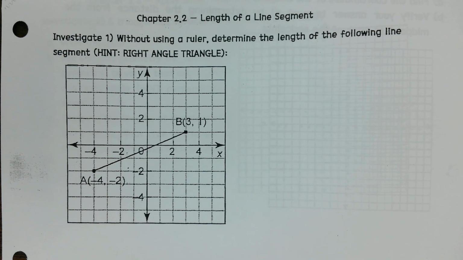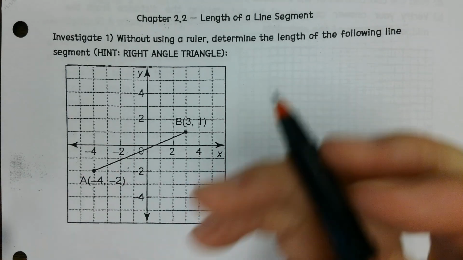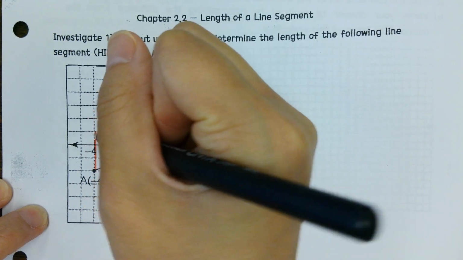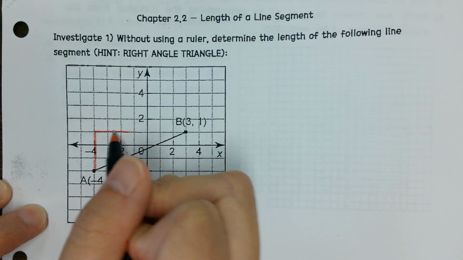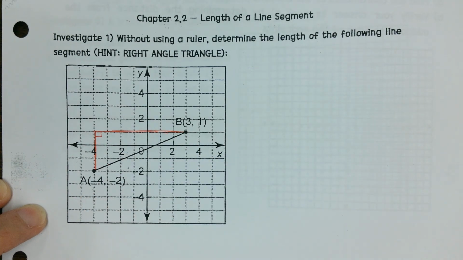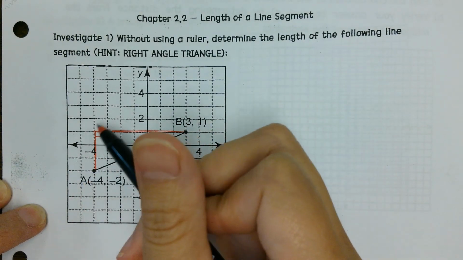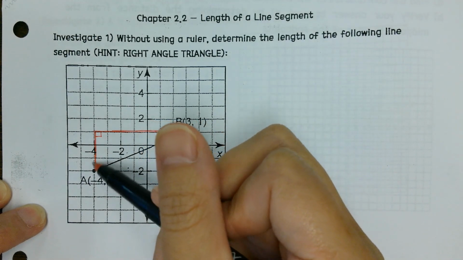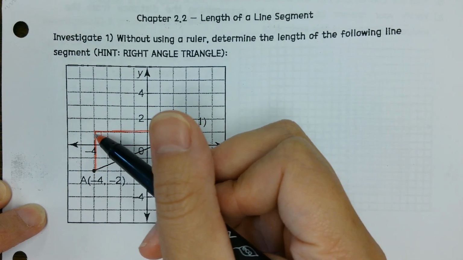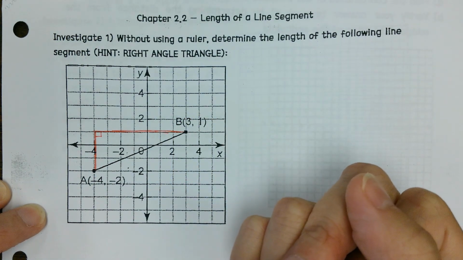Okay, I like, yep, Jay, let's hear it. Good. All right, so right angle triangle, if I draw a right angle like this, okay, it's a right angle triangle. How long is this length right here? What's the length of this line, this side?